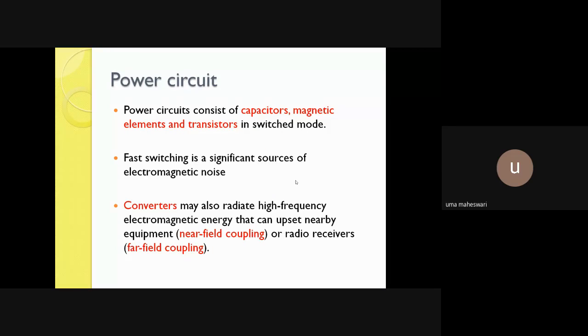The power circuit has these components: capacitors, magnetic elements, and transistors in switched mode. Definitely, the fast switching will be the problem. That is the source of the electromagnetic noise. Here the converter may also emit high frequency electromagnetic noise and upset near field as well as far field coupling.